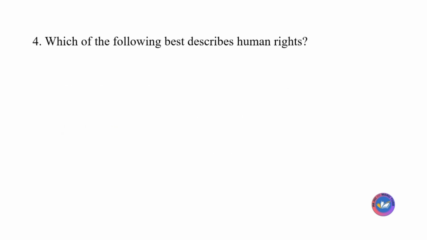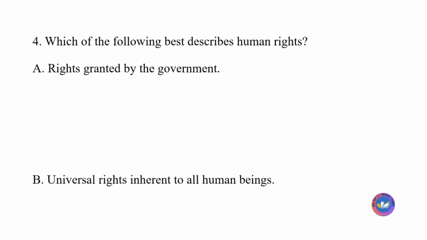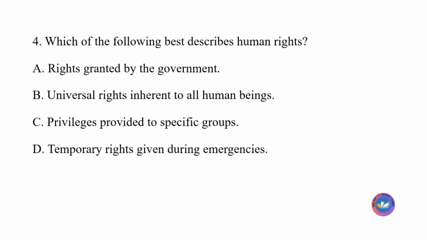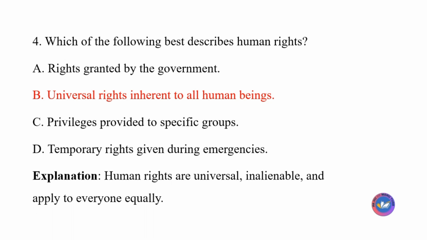Question number 4. Which of the following best describes human rights? A. Rights granted by the government. B. Universal rights inherent to all human beings. C. Privileges provided for specific groups. D. Temporary rights given during emergencies. The answer will be universal rights inherent to all human beings. Human rights are universal, inalienable, and apply to everyone equally.